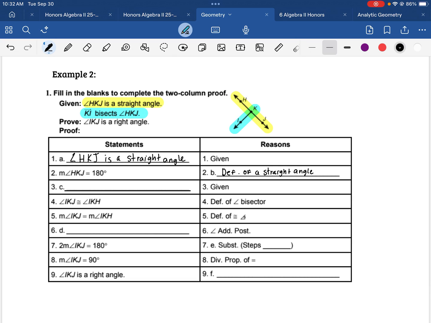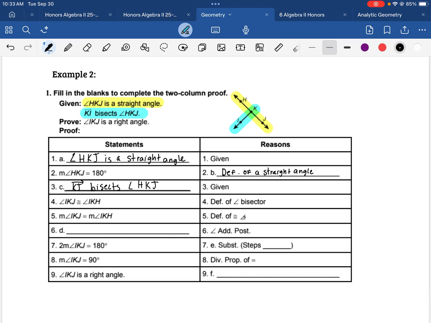All right, moving down, we can see that our third step is another given. The given that we have left is that ray KI bisects angle HKJ. Because of that, we know that angle IKJ is congruent to angle IKH. That's by the definition of an angle bisector. Since those two angles are congruent, we can set their measures equal to each other. So the measure of angle IKJ is equal to the measure of angle IKH.